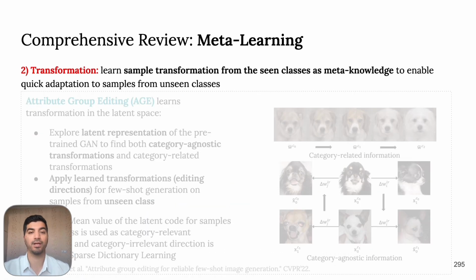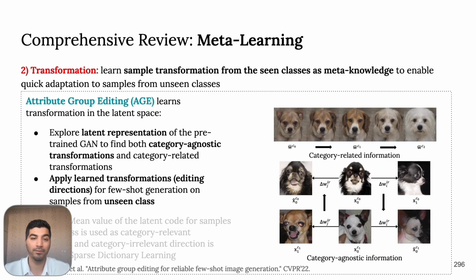Second subcategory is transformation. And in this subcategory, they learn sample transformation from the seen classes as meta-knowledge. For example, we have this paper from CVPR 2022, and they explore latent representation of the pre-trained GAN to find both category agnostic transformation and category related transformation. As an example, you can see category related information on top, and you can see category agnostic information at the bottom. So for example, for category agnostic, the pose and rotation are category agnostic. If you learn it from one category, you can apply it to another category.